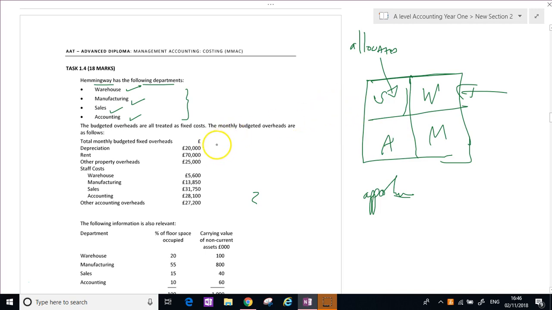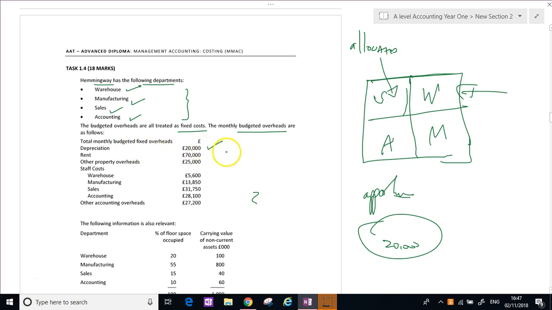It says here that the budgeted overheads are treated as fixed costs. The monthly budgeted overheads are as follows. So you have depreciation, 20,000. Okay, great. So now, just looking at depreciation, I have this cost of 20,000. It's quite general for now. So this might be to do with maybe just depreciation in general, total depreciation.